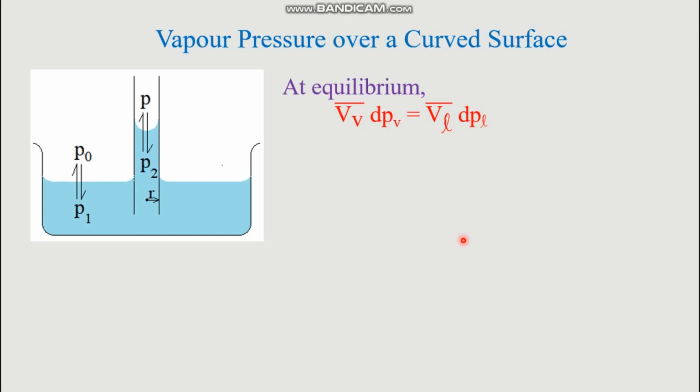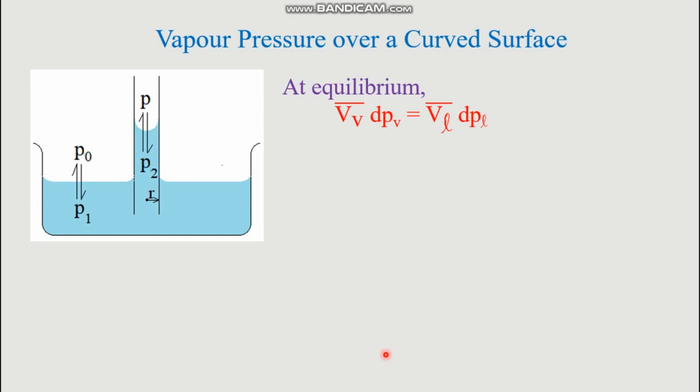Now we have to integrate these two equations on both sides. And what should be the limits? The limits should be P1 and P2 for the liquid phase and P0 and P for the vapor phase. This is the lower limit for the liquid phase. This is the upper limit for the liquid phase. This is the lower limit for the vapor phase, and this is the upper limit for the vapor phase.